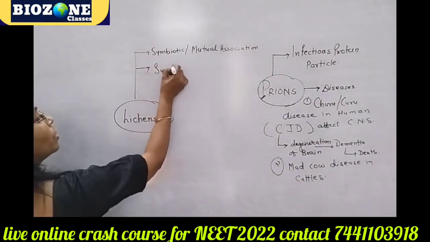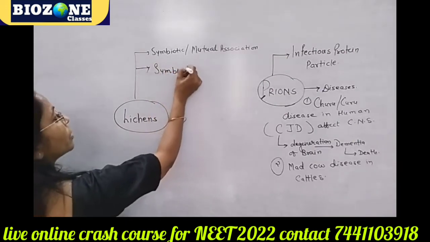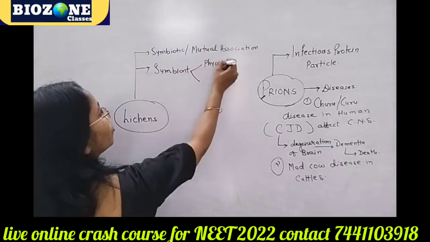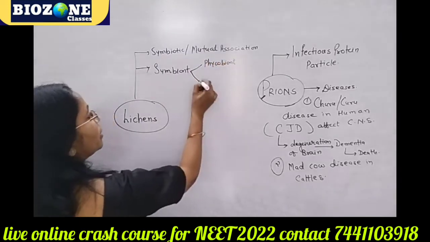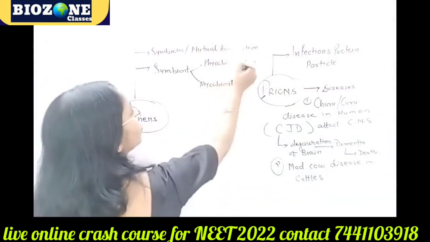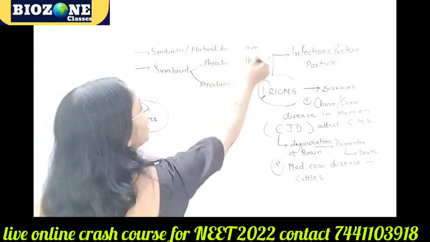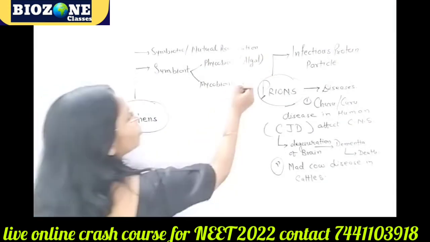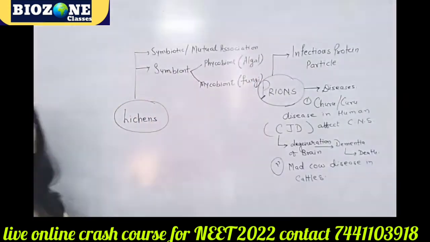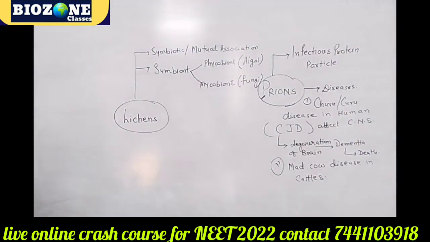the two individual symbionts are there. Symbionts are phycobiont and mycobiont. Phycobiont word we use for algal partner, and mycobiont word we use for fungal partner. So phycobiont and mycobiont. Okay.